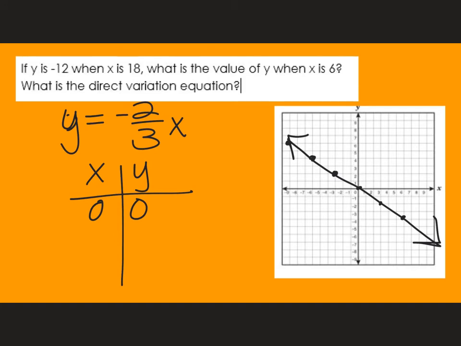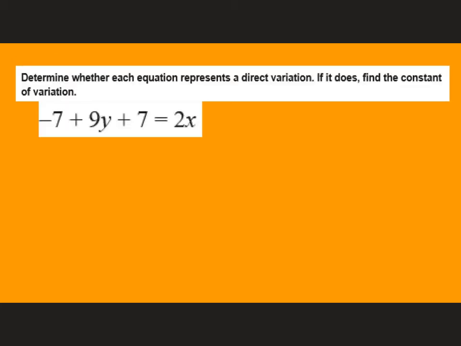So going back to our table here, when x was 3, y is -2. When x is -3, y is +2, and so on and so forth. So I just pulled those points from the graph there. I think we have another one.